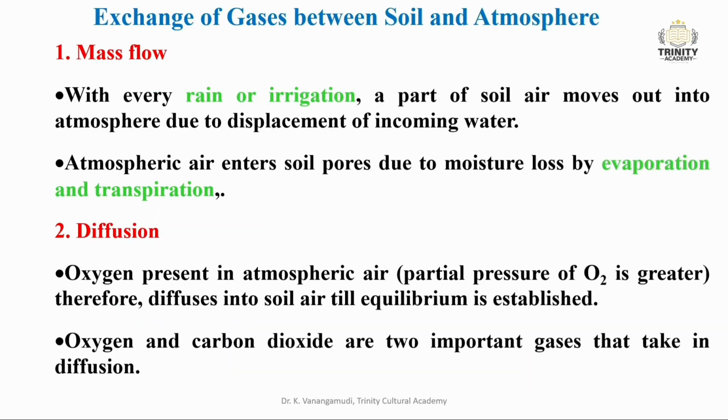Coming to methods by which gas exchange takes place between soil and atmosphere, there are two methods. Method 1 is mass flow. Rain and irrigation help to move soil air to atmosphere. Evaporation and transpiration help in the entry of air to soil pore spaces. Second method is diffusion. By diffusion, oxygen and carbon dioxide diffuse into soil from atmosphere till equilibrium is established.